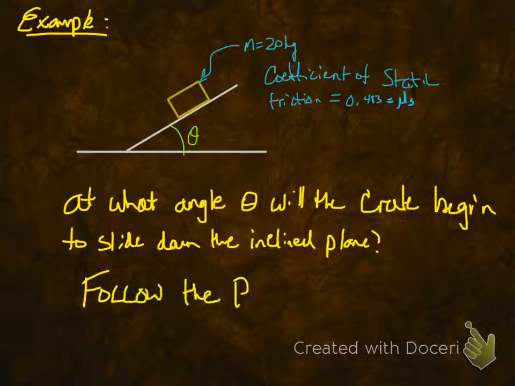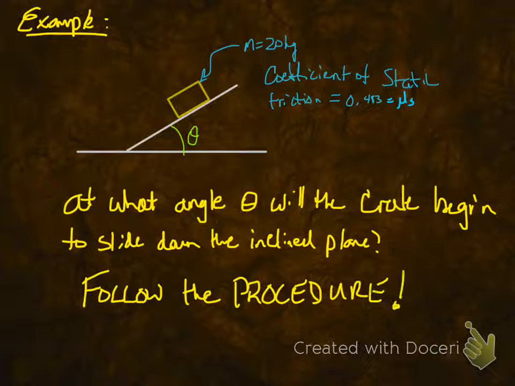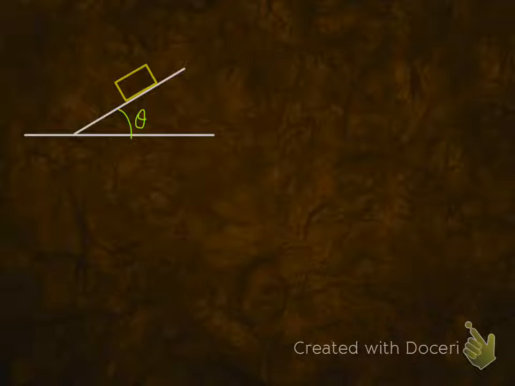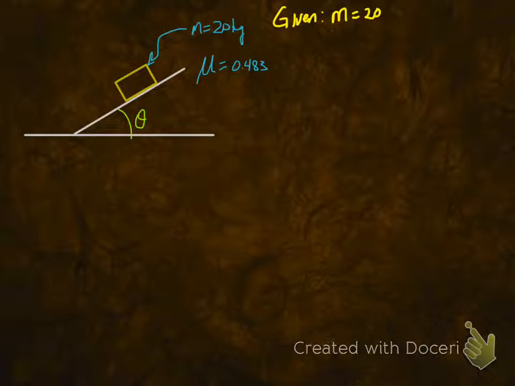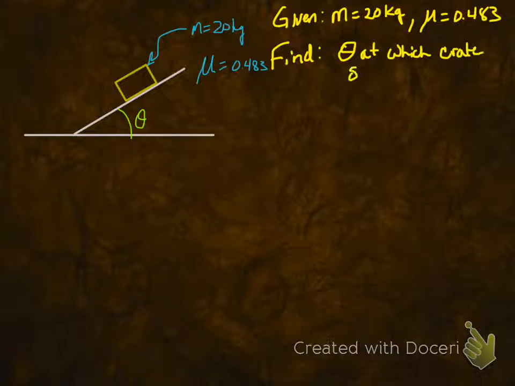Let's work the question. So the first thing we do is we follow the procedure. Step 1, cut a hole in a box. All right. So here's our diagram again. 20 kilograms. Mu is 0.048. So we're given the mass of 20 kilograms and a mu of 0.48. Find theta at which the crate starts to slide. Solve.